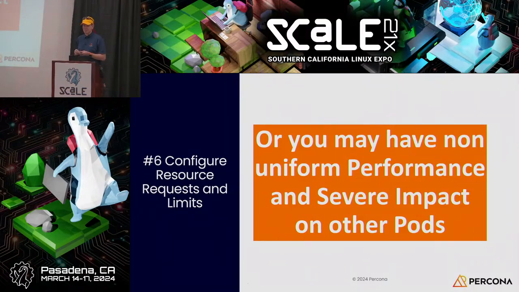Thing number six is to configure resources in requests and limits. So what are those things? Well, if you just have the Kubernetes pod deployed with no kind of hints about how much resources it needs, it will be scheduled somewhere, and it will be able to utilize all the CPU resources, but will not have any guarantees in terms of how many resources it will get.